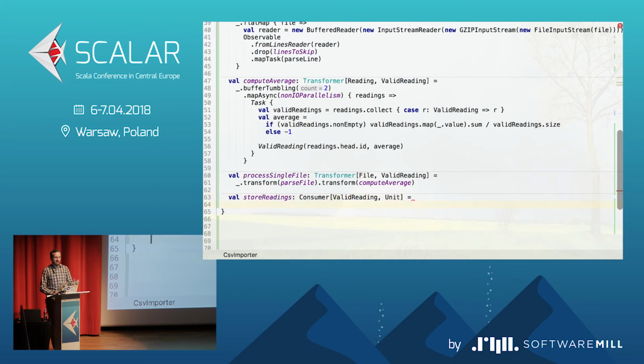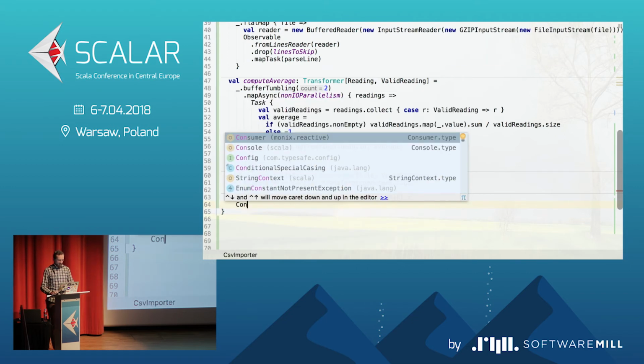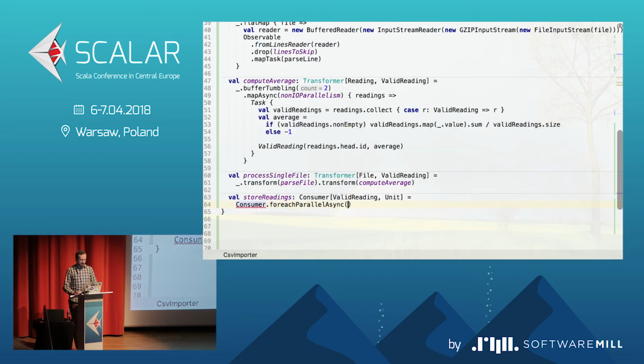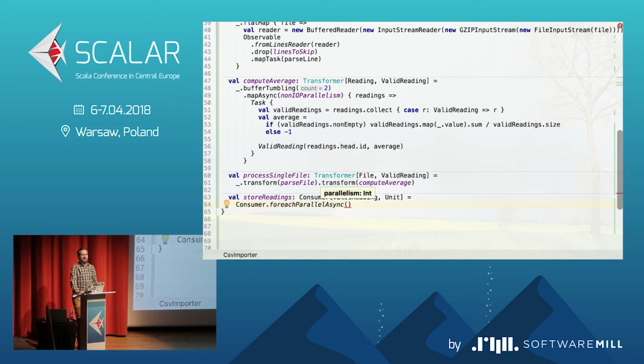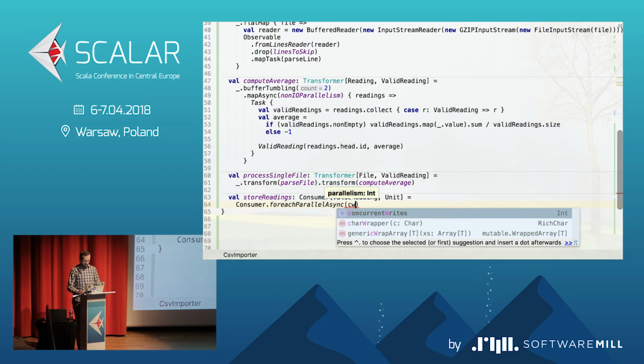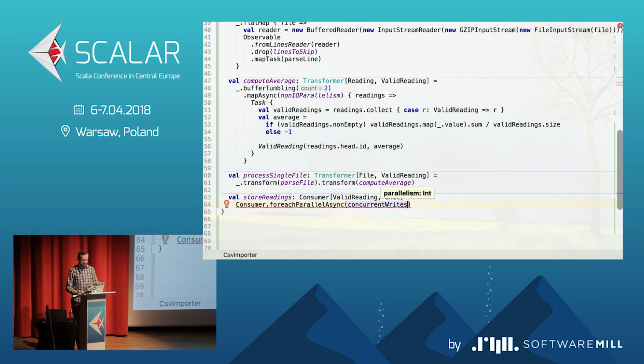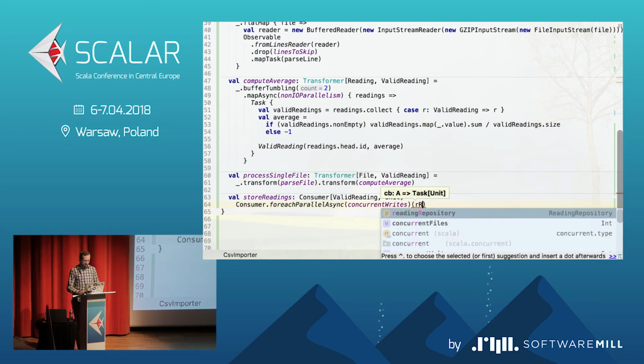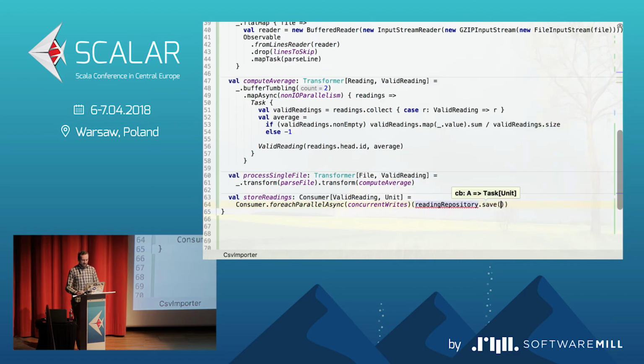This is going to be pretty simple because we have a number of built-in consumers. There is one called for each parallel async, which basically means that it takes everything that comes and asynchronously launches a computation for every element with a given level of parallelism. This is no more an in-memory operation, so we need a different parallelism level for writing to the database, and we have a config parameter for that. It's called concurrent writes. And for every reading, we want to asynchronously store it into the database. So we have some reading repository that has a save method.